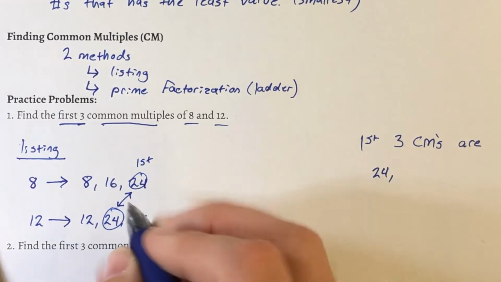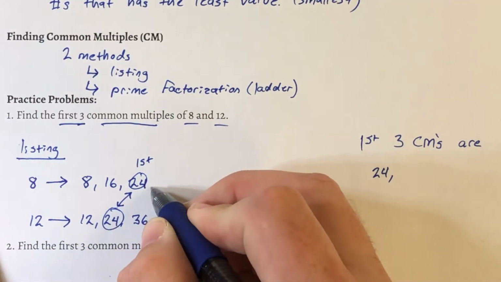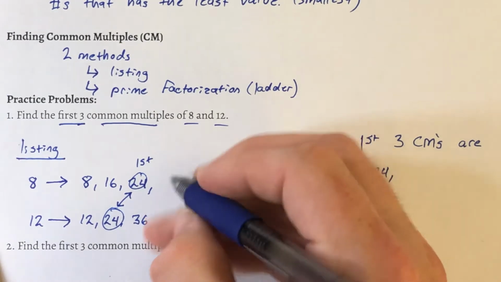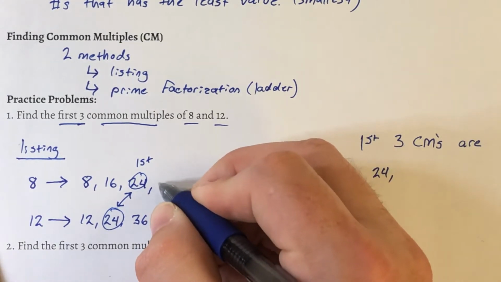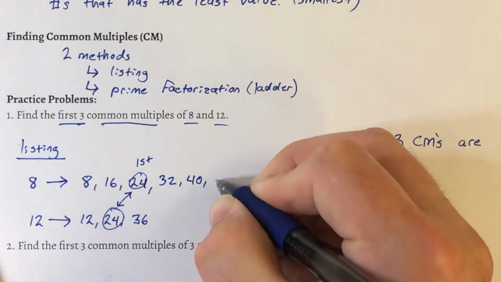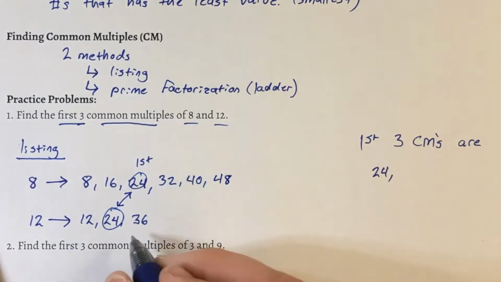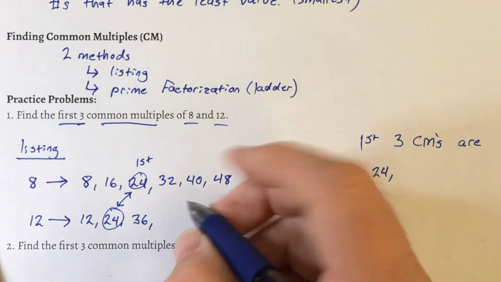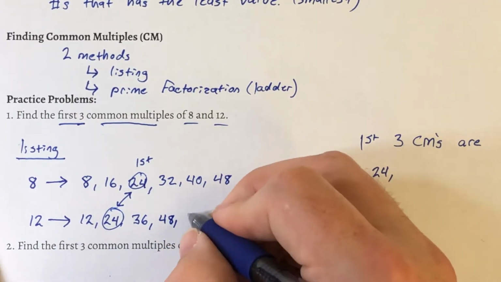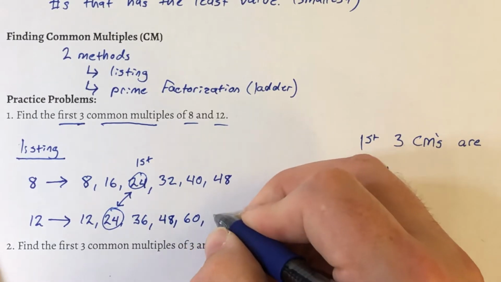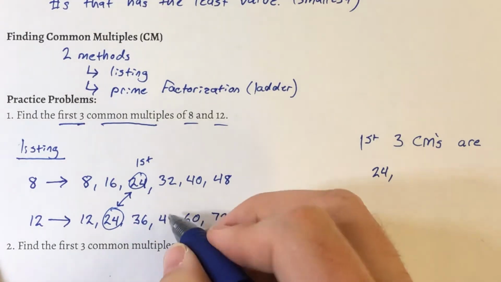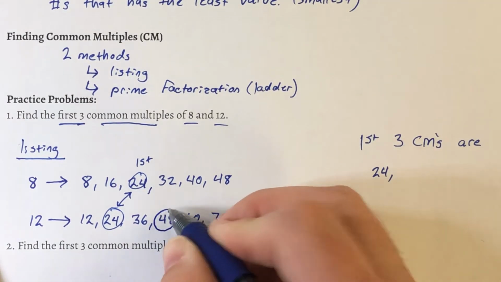Okay, so what do we do if we're going to do it the long way? We continue counting by 8s and 12s until we get the next 2 numbers in common. So 8 times 4 is going to be 32, then 40, and then 48. Let's go over to our 12s. 12 times 4 is 48, then 60, and then 72. All right, let's stop and see if we have numbers in common. We do. The 48.